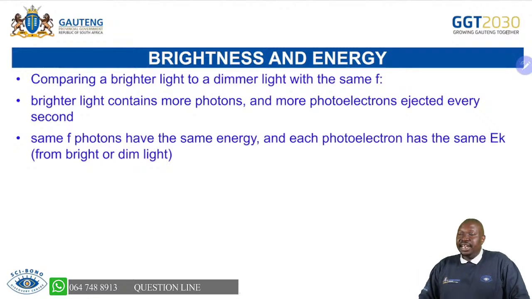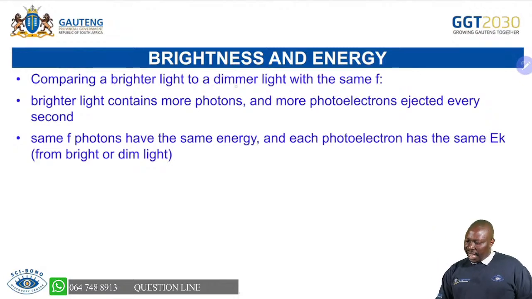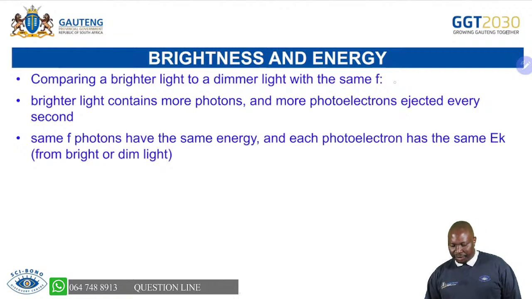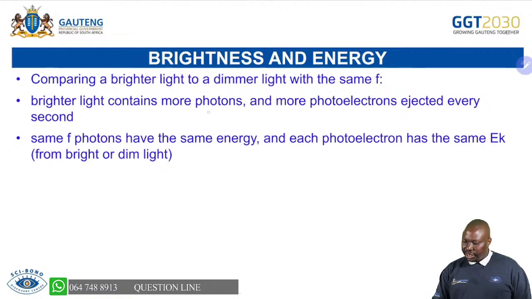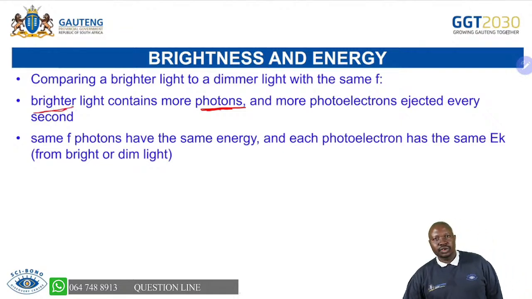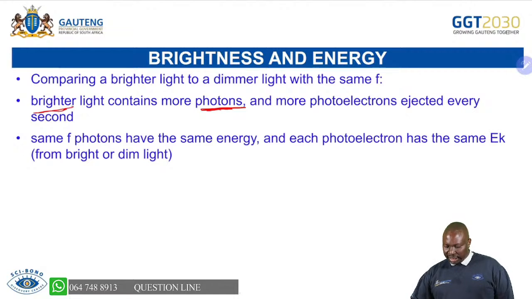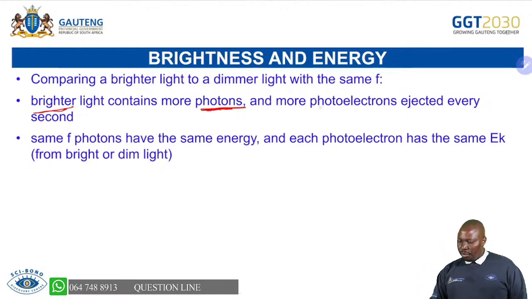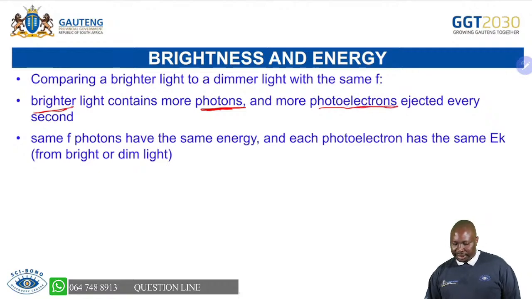So the brightness and energy. It's important that sometimes in the questions we'll talk about the brightness, comparing a brighter light to a dimmer light with the same frequency, to say a brighter light contains more photons. So know the language. When you say a much brighter light is used, you know that we've increased the intensity. So you've got to understand that when you increase intensity, more photoelectrons will be ejected per second.